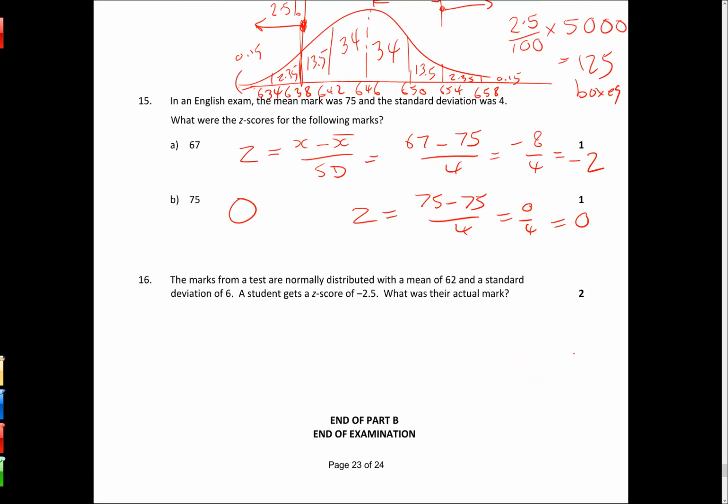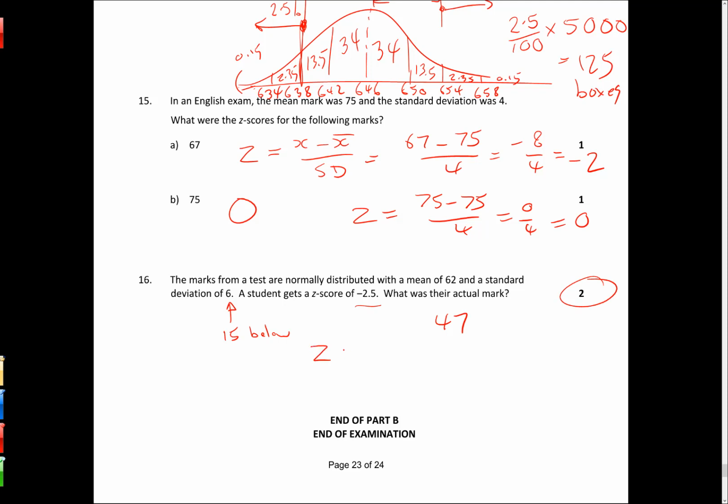Now, marks from a test are normally distributed with a mean of 62 and a standard deviation of 6. A student got a Z score of minus 2.5. Similar to one we've done before. I could either do it manually. I know the definition of Z score means how many standard deviations you were above or below the mean. This minus 2.5 means that's 2.5 standard deviations below the mean. What is 2.5 sixes? 2 sixes is 12, plus half of 6 is 3. That's 15 marks below the mean. That's what this bloke got. 62 minus 15 would be 52, would be 47. That's me working it out that way. What was their actual mark? 47. But I better show some working because it's a 2 marker.